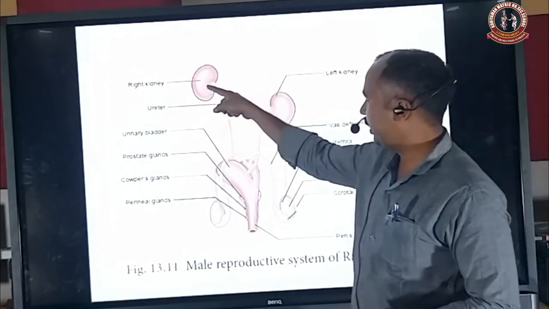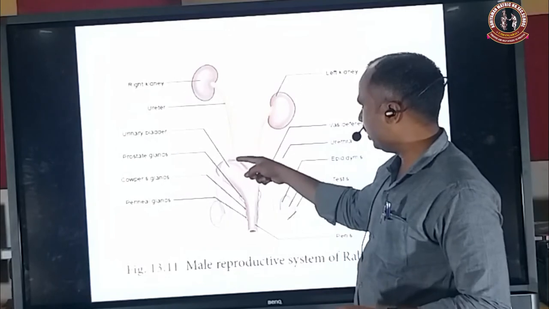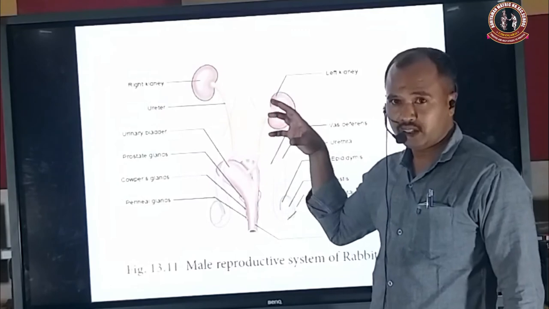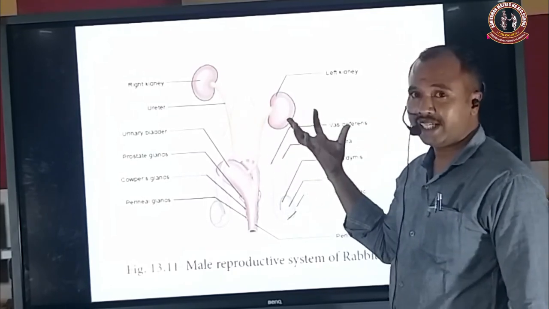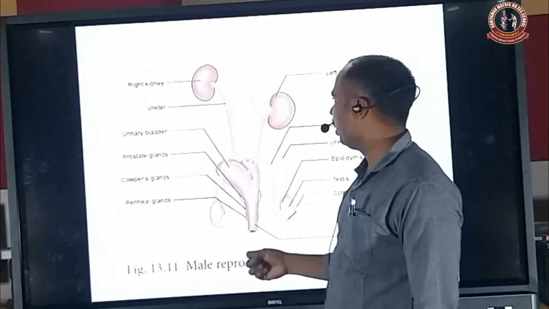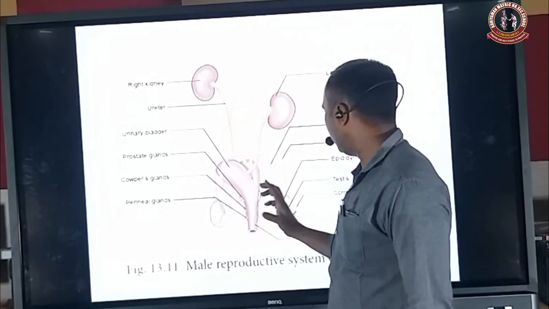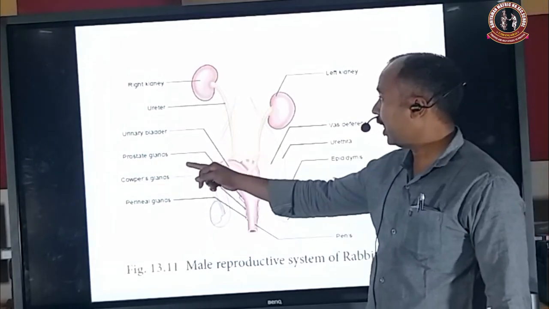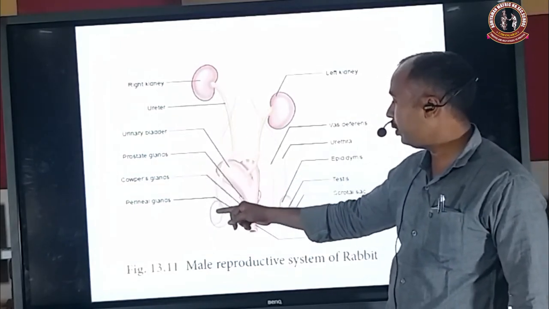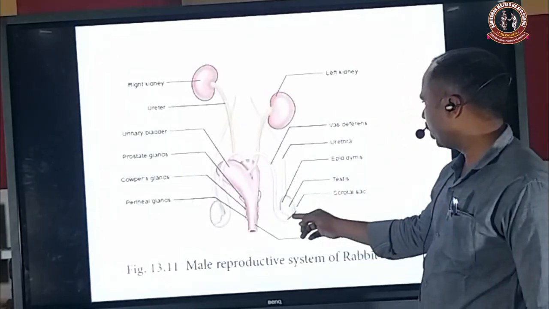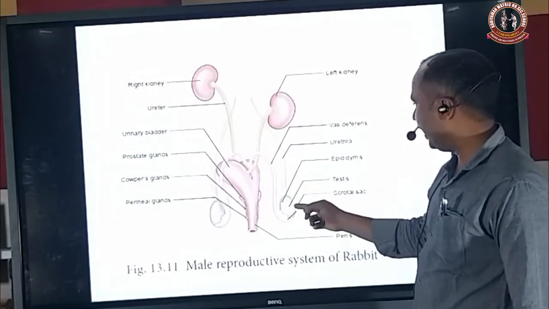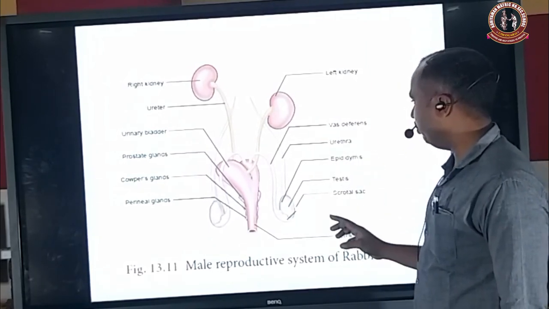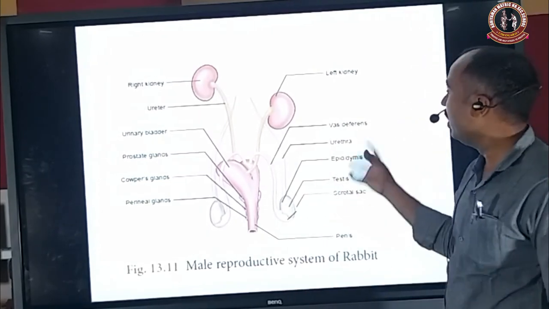They contain a pair of kidneys, right kidney and left kidney. They are connected with the help of the urethra and the urinary bladder. The urinary bladder mainly does the function of storing the filtered urine. Then the prostate gland, Cowper's gland, and the perineal gland, the accessory reproductive glands, secrete through the penis. And the scrotal sac: within that are located the testes, within that the seminiferous tubules, and they connect to the epididymis. The epididymis does the function of storage of male gametes.